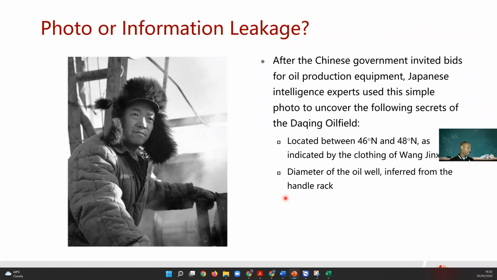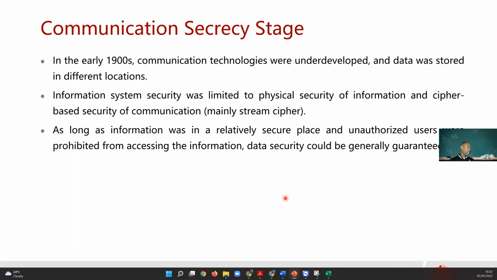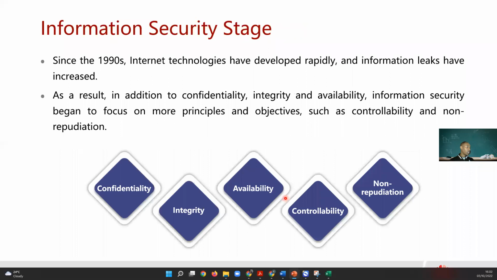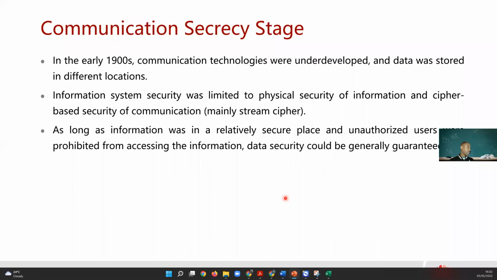So Anthony Toko, you could have made the point on the clothes. That's nice. Okay. So I've already mentioned these communication secrecy. Let me just get an idea.